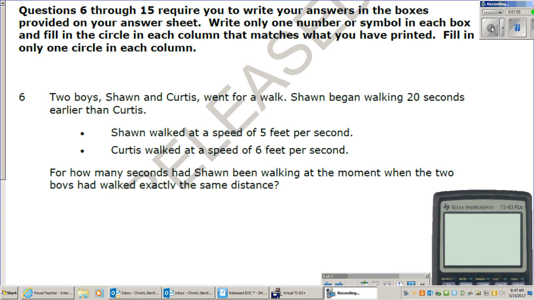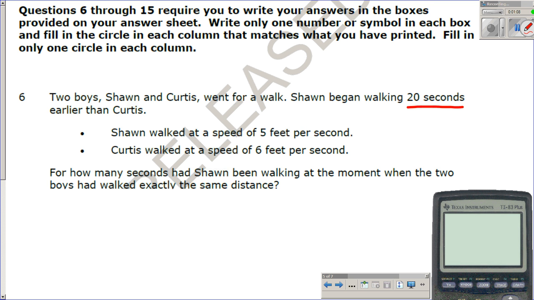distance? So I notice at the beginning of the problem, they state that Sean began walking 20 seconds earlier than Curtis. And one of our bullets tells us that Sean walks at a speed of 5 feet per second. So if we think about 20 seconds at 5 feet per second, 20 seconds times 5 feet would equal 100 feet. Curtis walked at a speed of 6 feet per second.